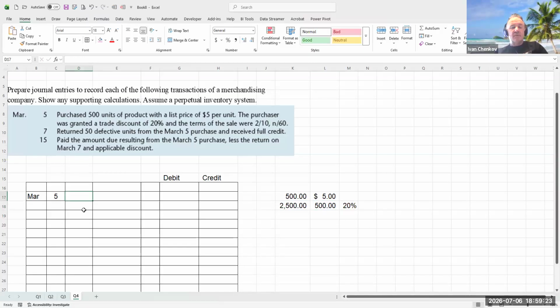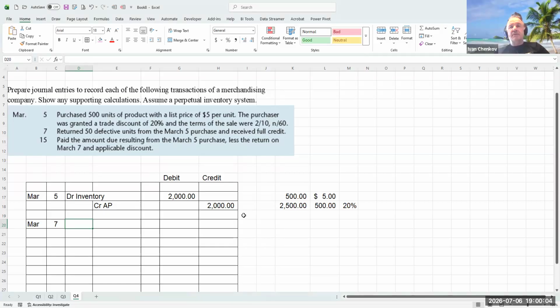So what we're gonna do, debit inventory. The inventory is gonna be only $2,000, equal to 2,500 minus the 20% discount, and we're not paying it. Credit accounts payable with $2,000. The next transaction is gonna be on March 7th. We're gonna return some of the inventory, 50 of the units defective, which we purchased on March 5th.